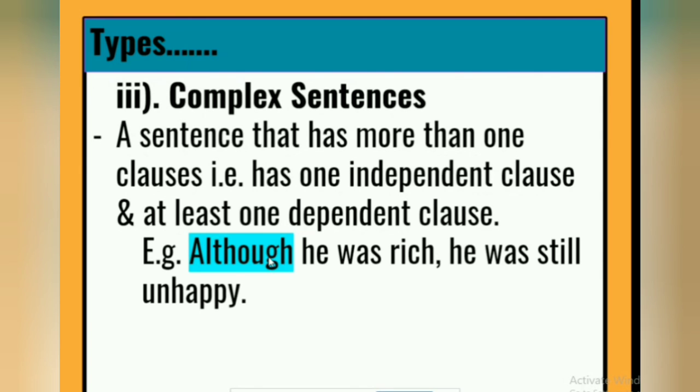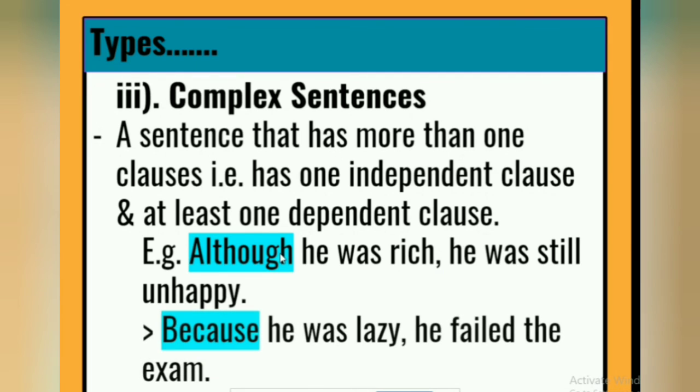You see, it gives so many questions. What happened? What follows? And so forth. But this one is independent. The second part of this sentence is independent. He was still unhappy. At least this one is okay. But the first part is incomplete in meaning. Although he was rich, he was still unhappy.